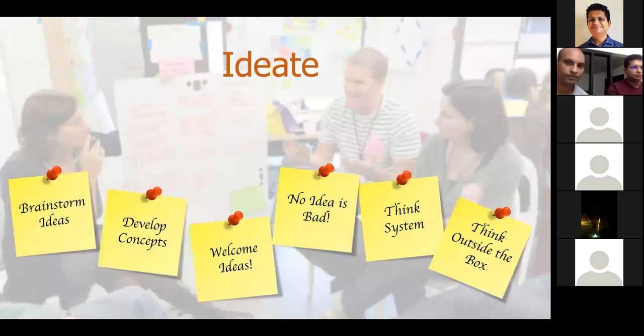Okay. The next, of course, after we have defined the problem, we go to the ideate phase. This is where maybe we do an ideation workshop. This is the fun part where people come together, brainstorming. So you brainstorm ideas, and based on the ideas, you develop some concepts. Very, very important is that you welcome ideas. Somebody maybe comes up with an idea which at this moment feels infeasible and not possible, but even then you're not throwing it out.